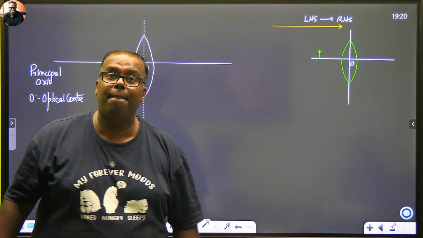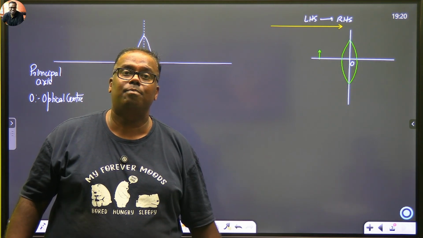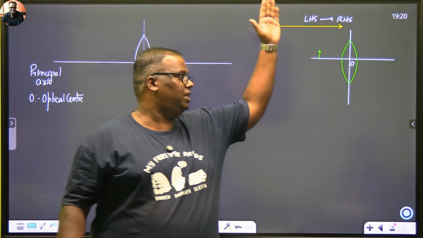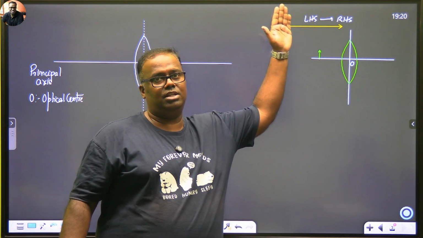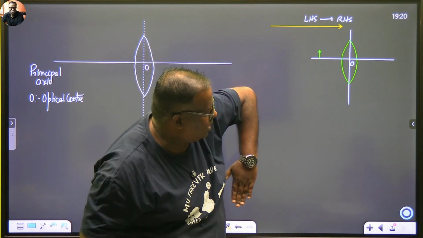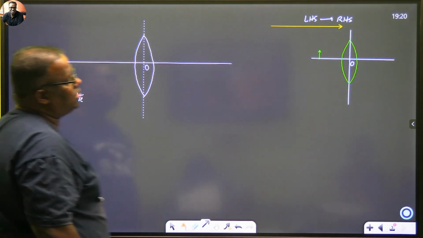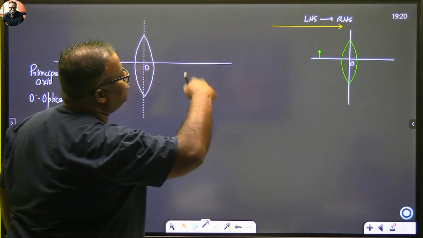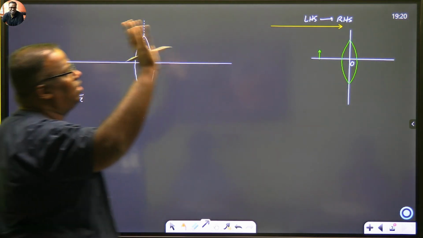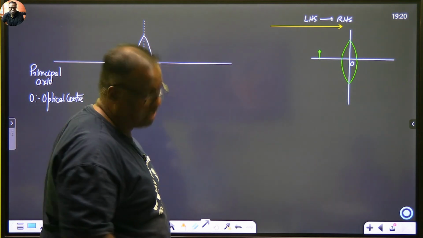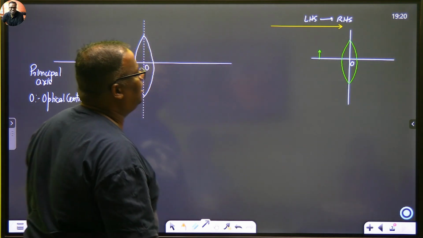Huh? What is erect? I didn't get you. Come again. What is erect? Erect means straight. Oh, straight. Erect, inverted. Okay. So the object is always taken as erect and the image will be seen inverted. Now, inverted or erect, that depends upon it. Now, the rays always travel from left hand side to right hand side. Then this book part will become very clear to you.